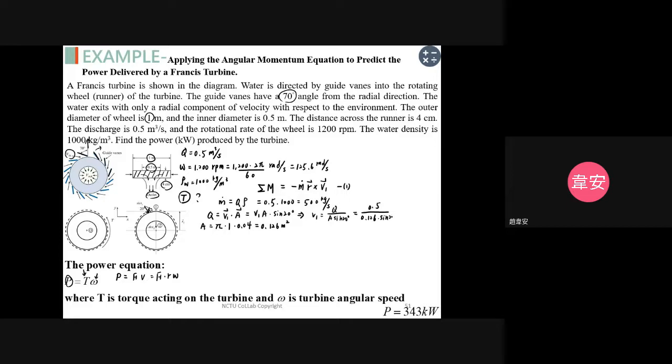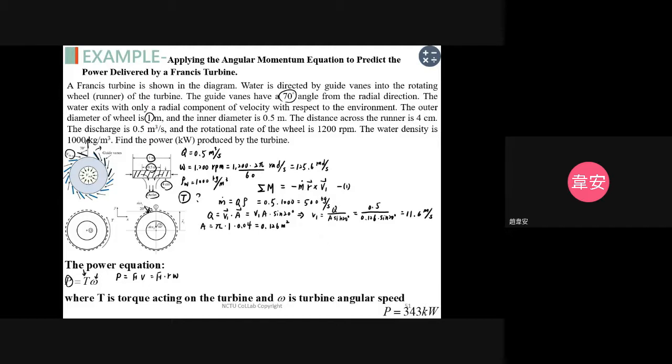Multiply the sine 20 degrees. Okay, so we can compute the velocity based on this formula: 0.5 divided by the area 0.126, and divided by sine 20 degrees. The velocity is equal to 7.6 meters per second.